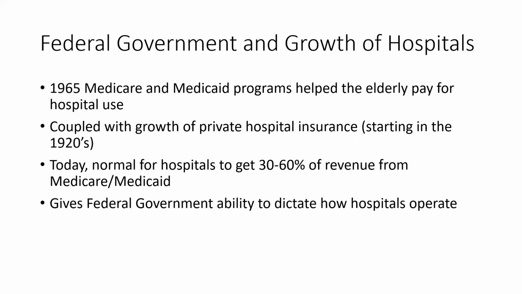We also talked about the emergence of private hospital insurance, the Baylor Plan, Blue Cross, that also pay for hospitals. So the availability of insurance creates demand for more inpatient care, but it doesn't create the supply. And so again, Hill-Burton helps create the supply of healthcare. And so today it is normal for hospitals to get 30 to 60% of their revenue from Medicare and Medicaid, in part because of the aging of the population. Our population is getting much older. Many more people now qualify for Medicare than before.